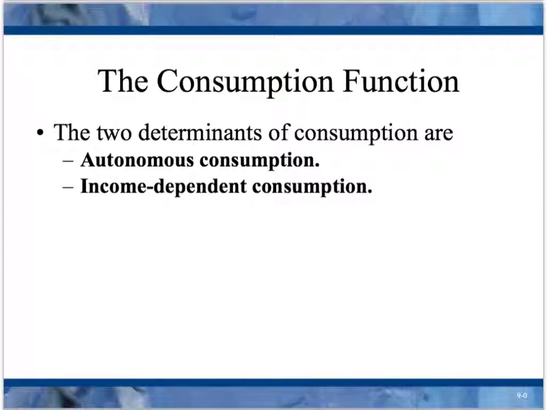The MPC and APC are simply statistical measures of observed consumer behavior. What we really want to know is what drives these measures. So first we need to understand the determinants of the consumption function. There are two determinants of consumption. The first one is autonomous consumption. The second one is income-dependent consumption. Let's first talk about autonomous consumption.